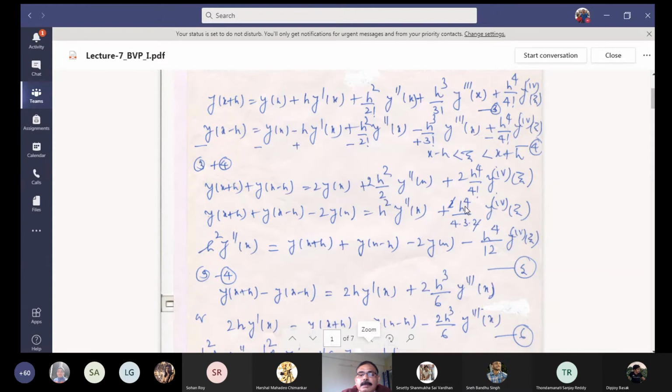Okay. So this will be h to power 4 by 4 into 3 into 2. That is your 4 factorial. So 2 gets cancelled out. Basically h to power 4 by 12, right? Or we may write h square y double prime as y(x+h) plus y(x-h) minus 2y(x), the error term, that is h power 4 by 12, 4th derivative of y at the point xi. Is this clear?